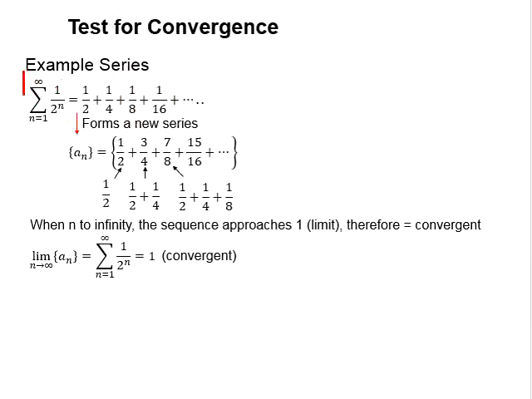The series is talking about the summations. That means all the terms in the sequence here are to be added in the form of a series. This forms a new series. When n is equal to 1, that means you're talking about the summation of the first term, which is 1/2. When n is equal to 2, that means the summation of the first 2 terms, you will get this. n equal to 3, summation of the first 3 terms, you will get this, and so on and so forth.